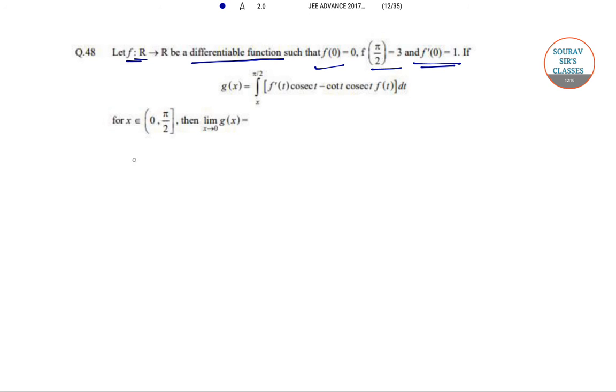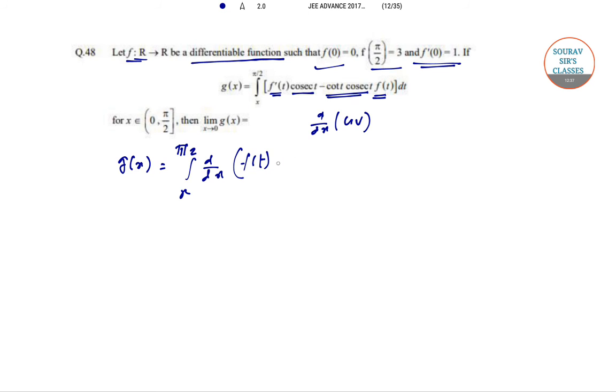So the starting point would be the integral from x to pi by 2. If we see, this is the derivative of something into a function, and the derivative of cosec x is minus cosec x cot x into that function. So we can write it as d/dx of a UV format. That will make things relatively easier. So f of t is one function, another one is cosec t dt. So the integration of derivatives directly gives us the function.